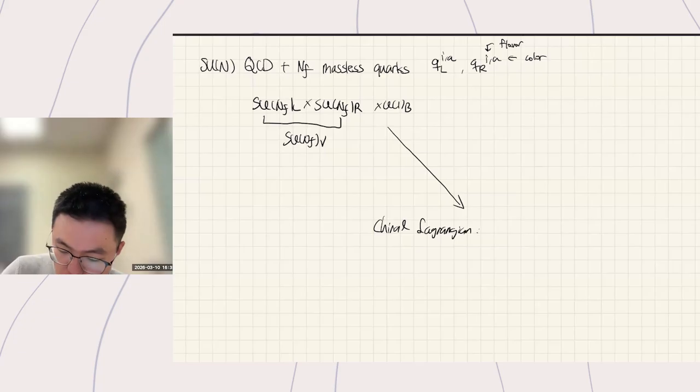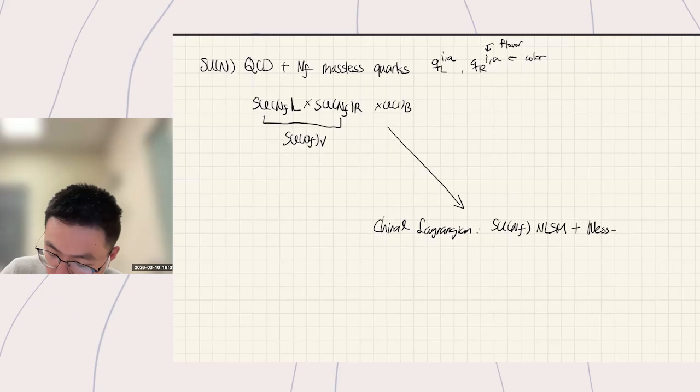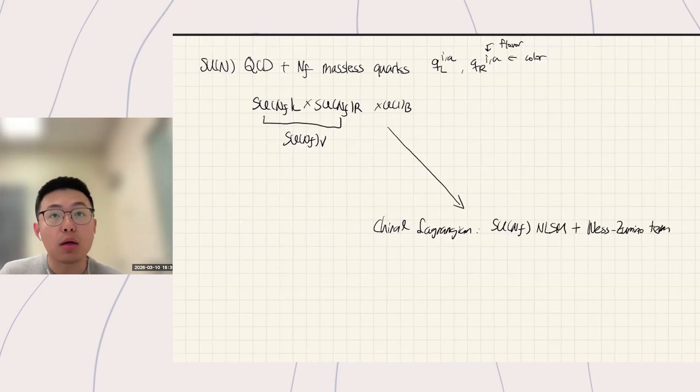And this is nothing but a theory of Goldstone bosons. So it's actually described by an SU(N_F) nonlinear sigma model. But importantly, there are Wess-Zumino terms. And these Wess-Zumino terms will play a very prominent role in our discussions today.